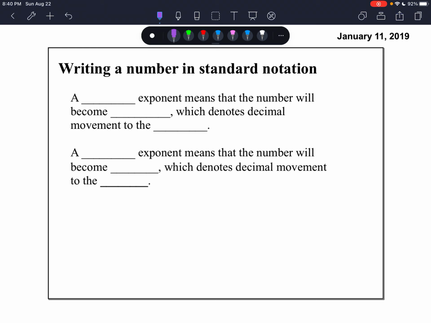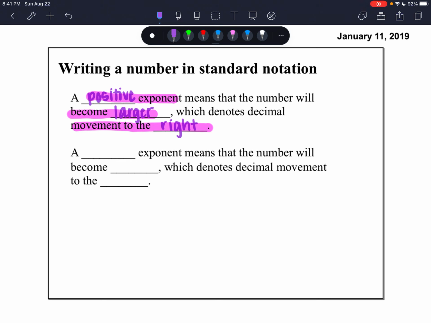We would still follow the same steps. We would just have to think about what those positive and negative integers mean for our exponent. For example, if I have a positive exponent in scientific notation, that means that my number is going to become larger when I take it out of scientific notation, and that decimal movement is going to be to the right. Again, I'm going to color code this to code the information for my brain. Positive exponents means the number's becoming larger, so my decimal will move to the right.